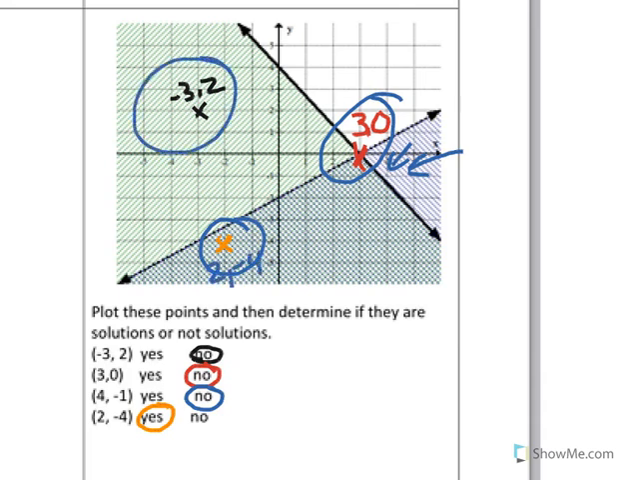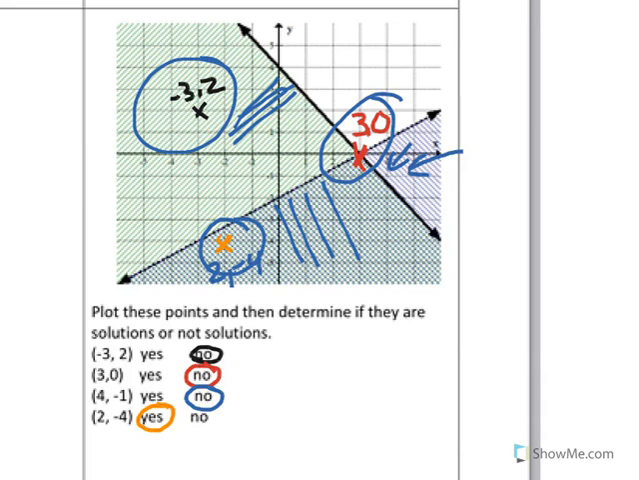What about this one up here? It's in the shaded region, but it's only half of the system. It only works for this line right here. It doesn't work for this line down here. It has to work for both of them at the same time.